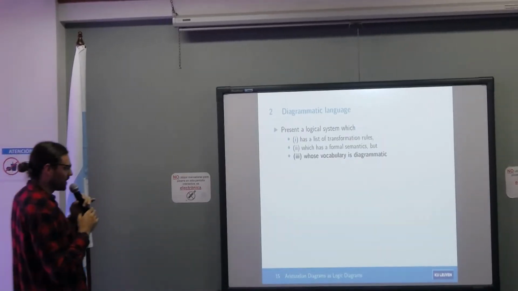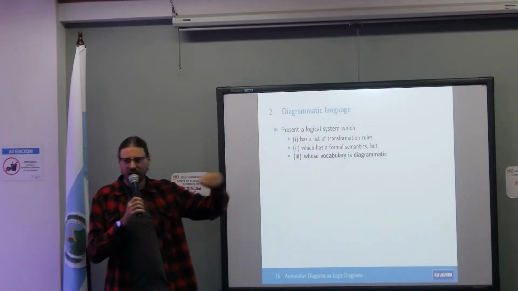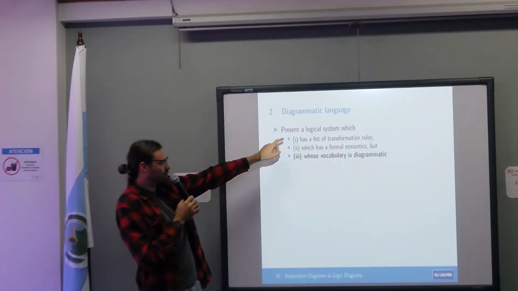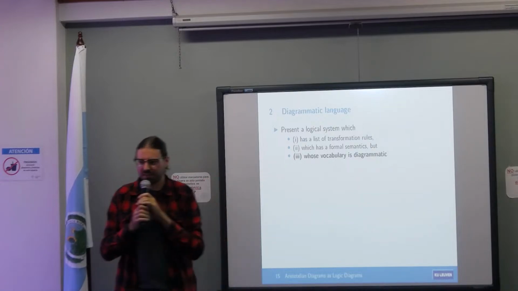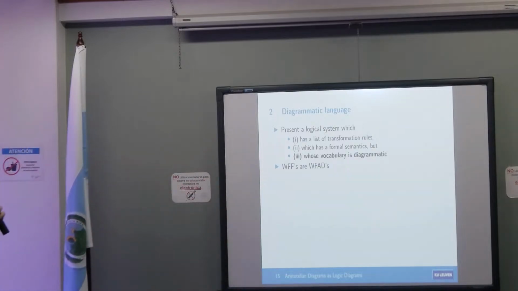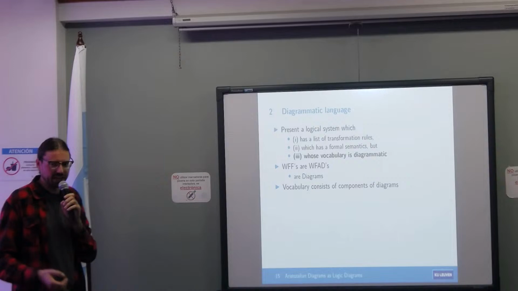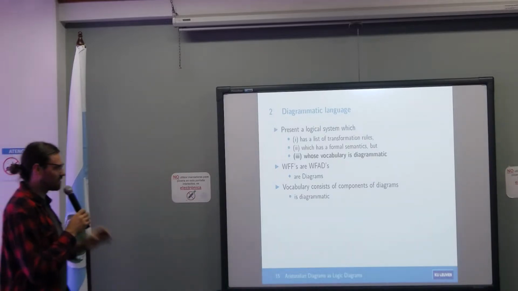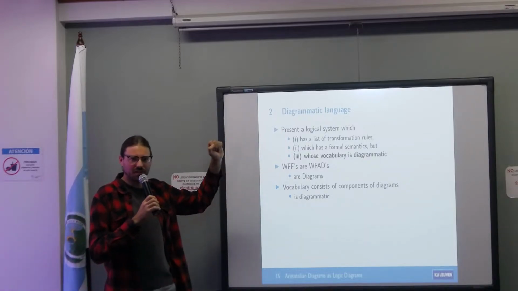So what I presented now is the last thing of the definition, a diagrammatic language, a diagrammatic vocabulary. Remember the definition of logic diagram was, it's a logical system which has transformation rules, formal semantics, and a diagrammatic vocabulary. So I said that the well-formed formulas of my language are well-formed Aristotelian diagrams. All these well-formed Aristotelian diagrams are diagrams. And the vocabulary consists of the components of these diagrams. So I would argue that this vocabulary is diagrammatic. So I've at least fulfilled the third requirement of the definition.